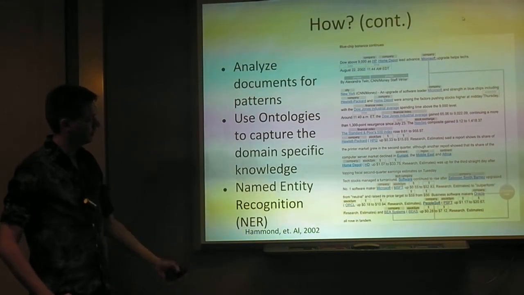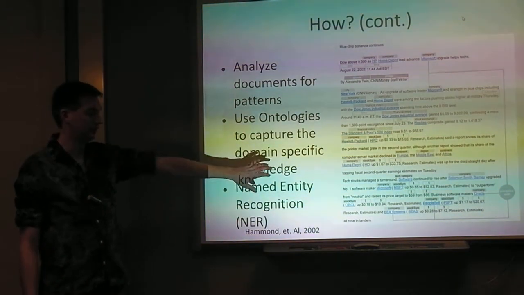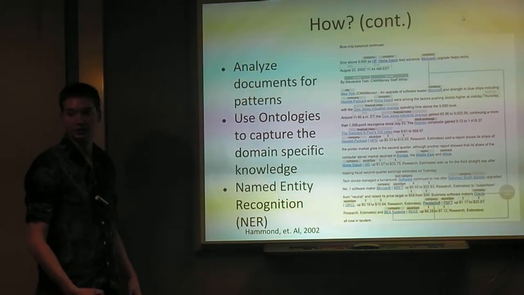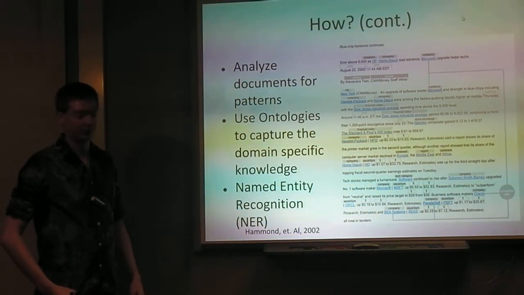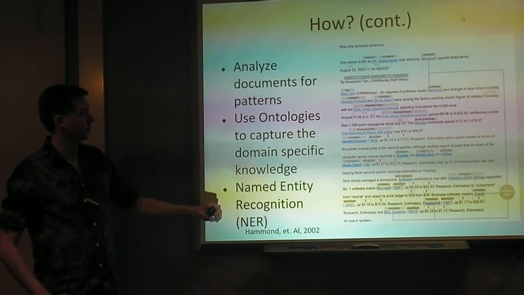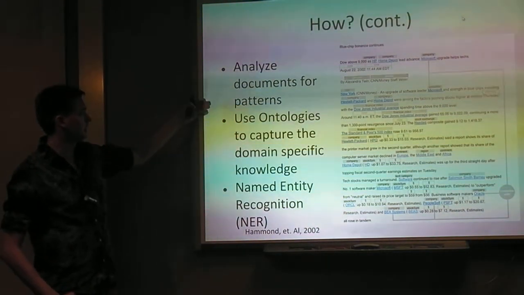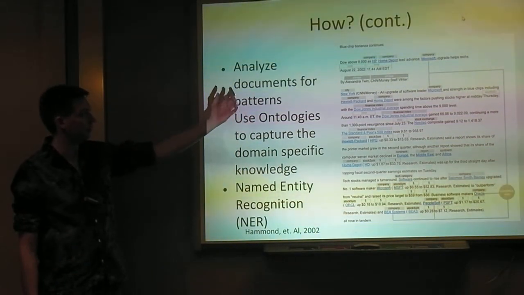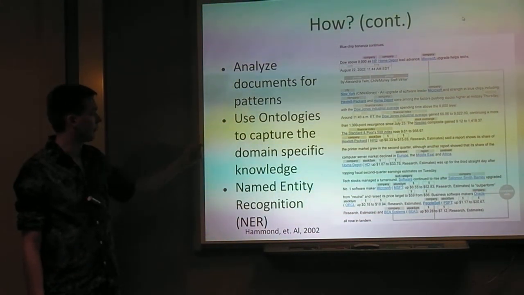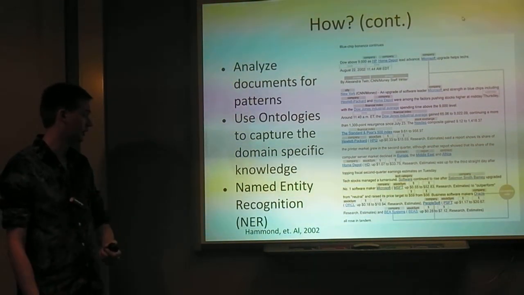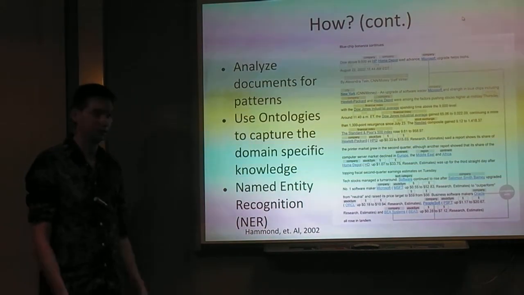So an example in the book was, now this is kind of an already done example. They've already run it through an analyzer, I guess you want to call it. Yeah, through an annotator. Okay. So it's not so much how you do it, but it's the same: you analyze documents looking for patterns. In this case, they found pronouns, nouns, businesses. Use the ontologies to capture the specific knowledge, and then do the entity recognition.